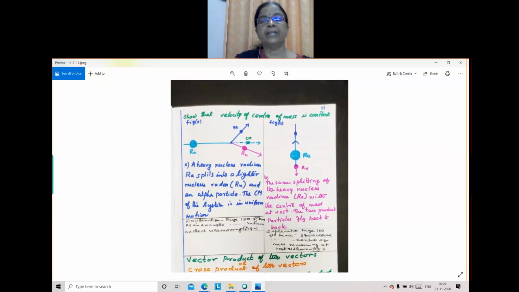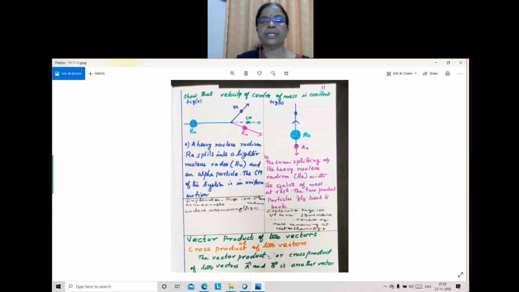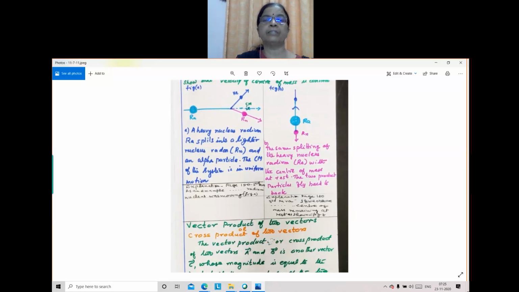Before decay, the center of mass is at rest. After decay, what will happen? Anyone can answer. It will also be at rest. Very good. It will continue that state of rest. That is the explanation of the velocity of center of mass. So if no external force is acting on the system, then the system will continue its state of motion. That means the center of mass will continue its state of motion.